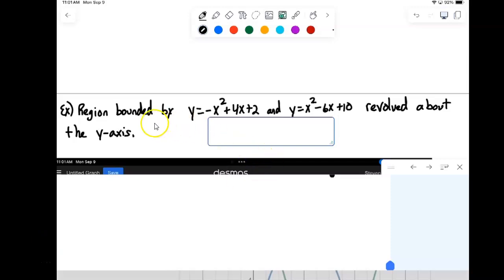All right, so here we're looking at the region bounded by y equals negative x squared plus 4x plus 2, and y equals x squared minus 6x plus 10. We're going to take that region and revolve it about the y-axis.